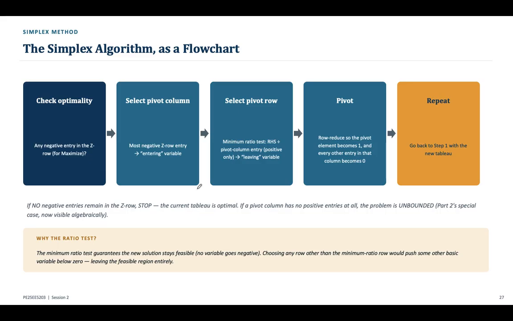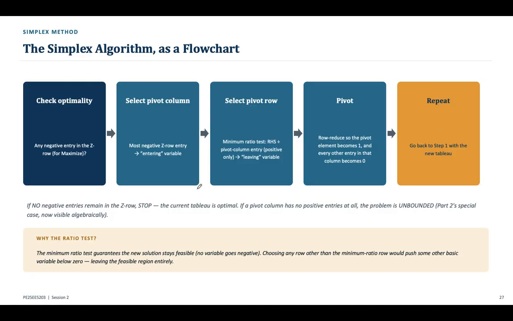Moving ahead, if a negative entry remains, choose the most negative one. The corresponding variable becomes the entering variable. Next, perform the minimum ratio test: divide each positive entry in the pivot column into the corresponding right hand side. Ignore rows where the pivot column entry is 0 or negative. The smallest non-negative ratio identifies the leaving variable. The intersection of the entering column and leaving row is the pivot element.